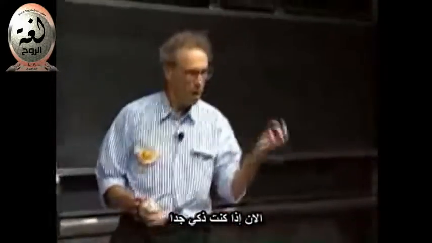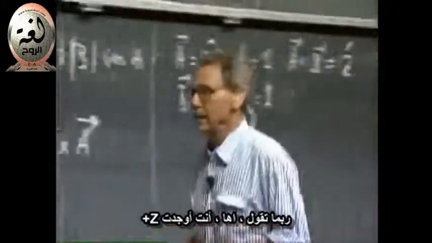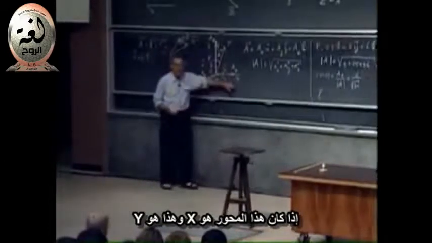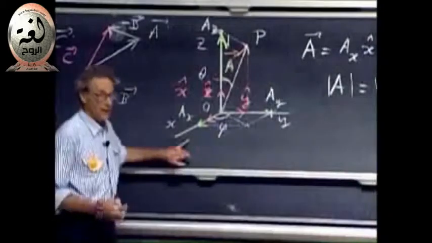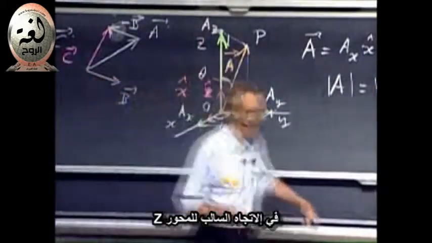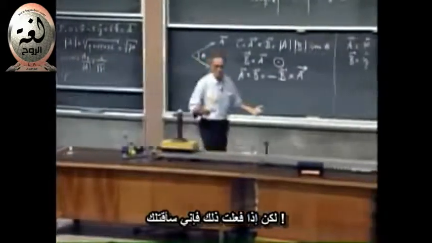Now, if you are very smart, you may say, aha, you find plus z only because you have used this coordinate system. If this axis had been x and this one had been y, then the cross product of x and y would be in the minus z direction. Yeah, you're right. But if you ever do that, I will kill you.